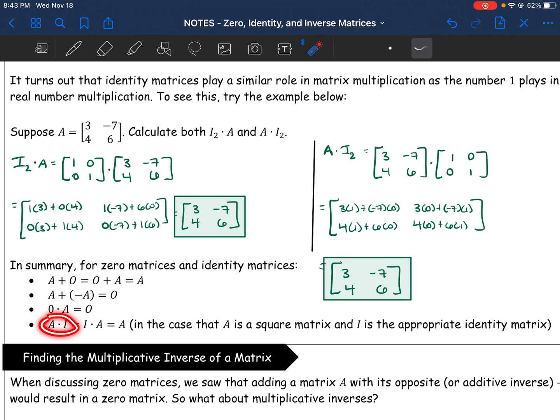And a matrix A times the proper identity matrix is going to be equal to the identity matrix times matrix A, which is just equal to matrix A. And this is, of course, assuming that matrix A is a square matrix and that I is the appropriate identity matrix.